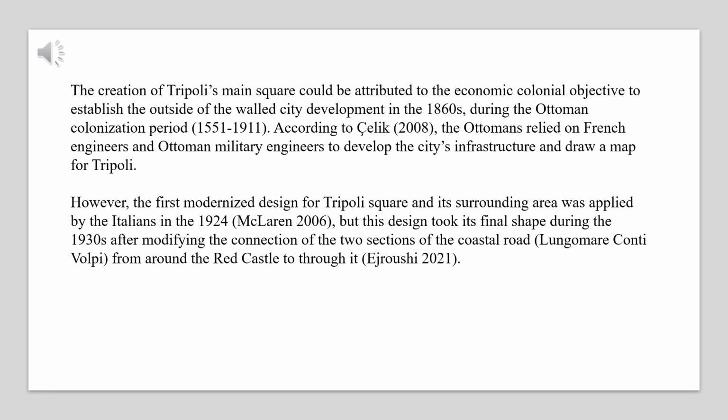According to Select 2008, the Ottomans relied on French engineers and Ottoman military engineers to develop the city's infrastructure and draw a map for Tripoli. However, the first modernized design of Tripoli Square and its surrounding area was applied by the Italians in 1924, McLaren 2006, but this design took its final shape during the 1930s after modifying the connection of the two sections of the coastal road, Lungo Mare Conte Volpi, from around the Red Castle to through it. Ejroushi 2021.